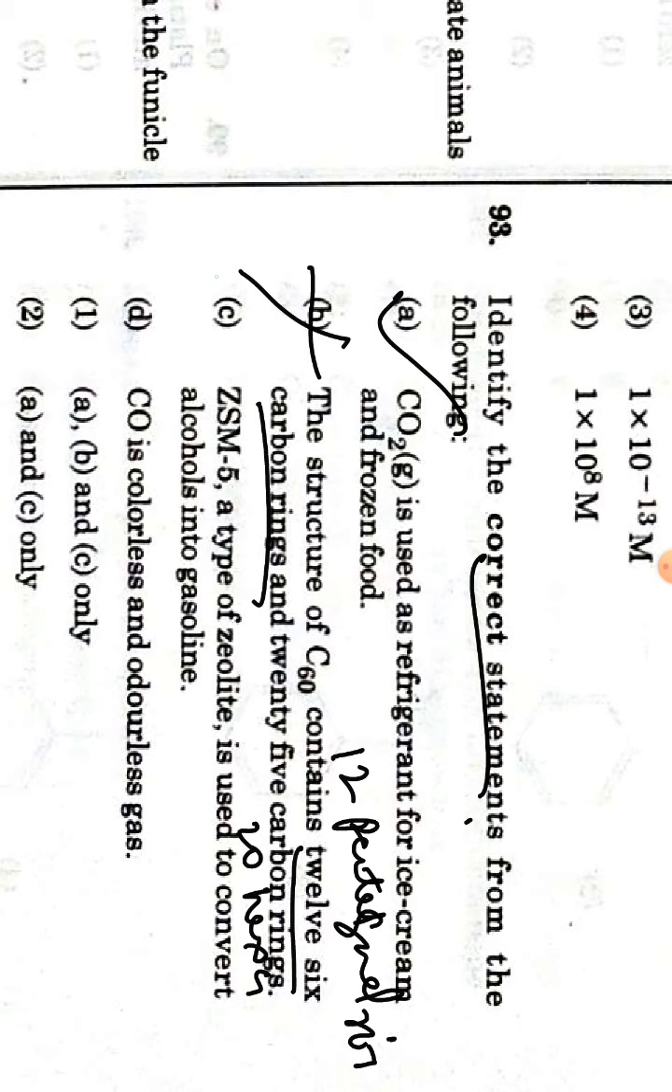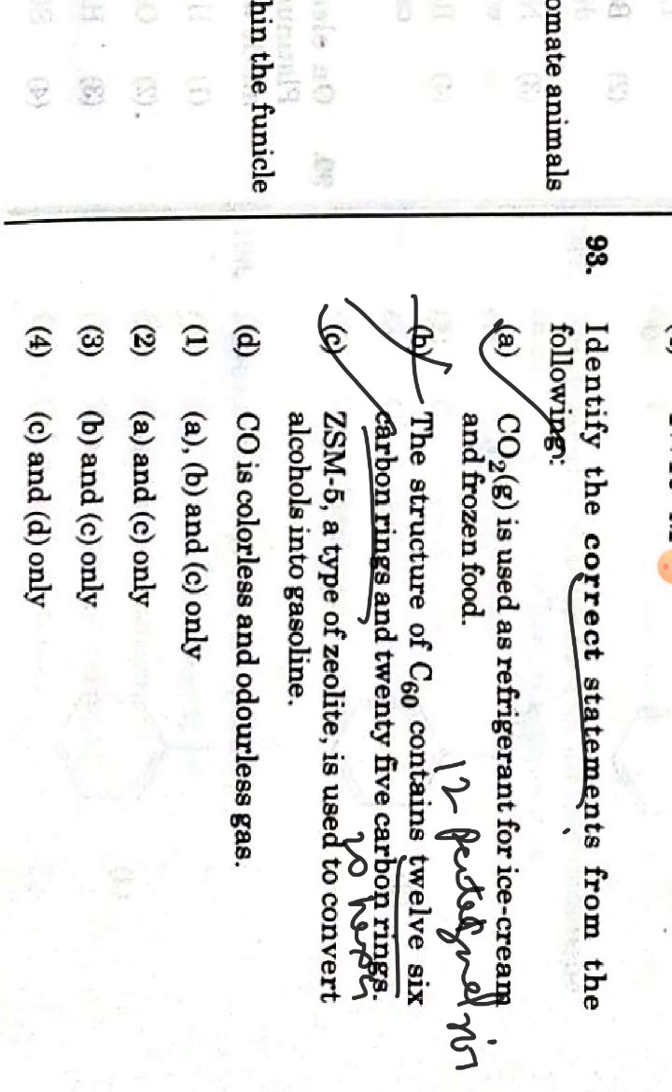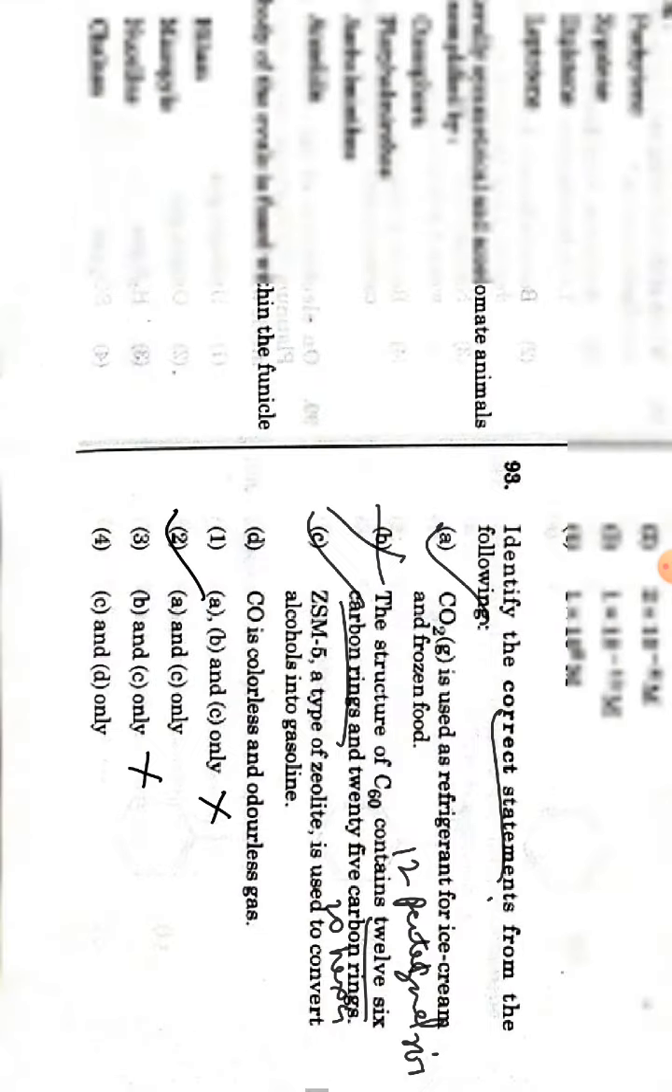ZSM5 is used to convert. This is an easy question. So the answer is CO is colorless and odorless gas. Okay, if you see the options, how to verify the options clearly. A, B, C only. So B is wrong. First try to eliminate the B option. So this is wrong and this is wrong, right? Now the answer will be A is correct, and so the answer belongs to A and C. This is the 93rd question. This is direct NCERT.